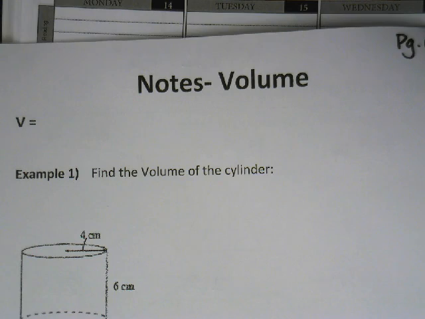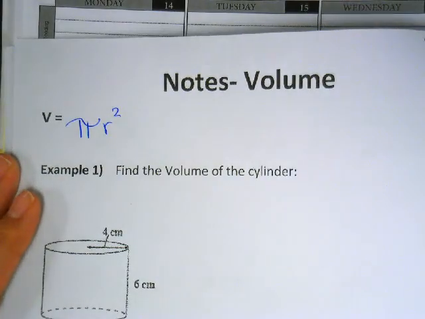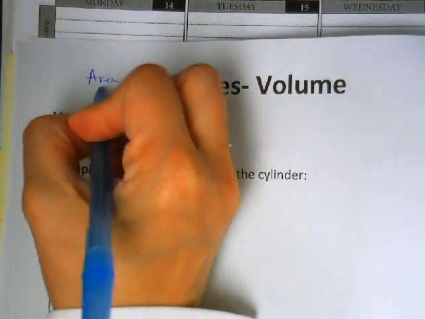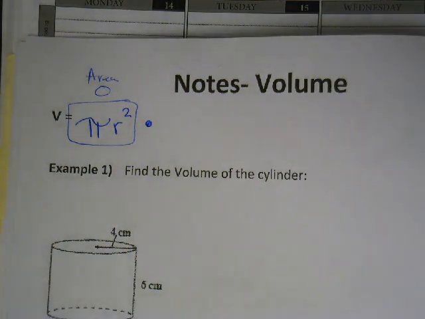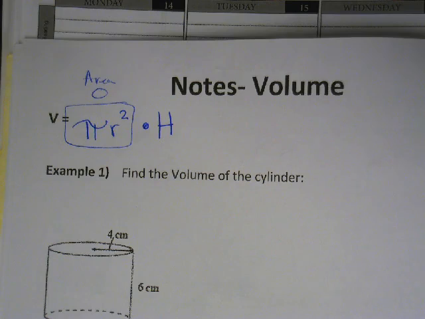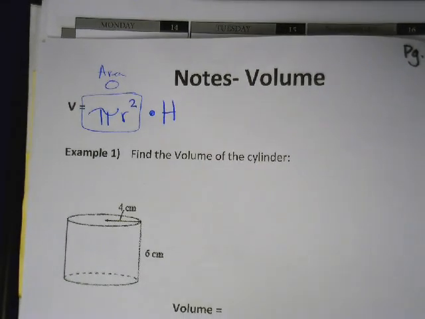R squared times 6. So area of a circle times 6, your height. Same thing. So how do I find the area of a circle again? Pi r squared. So pi r squared, hence you've been having it on the do now. So this is the area of a circle, right? Area of a circle times, what's that last piece that makes it volume instead of area? The height. Wait, so can you just do 3.14 times 24? You get the same answer.